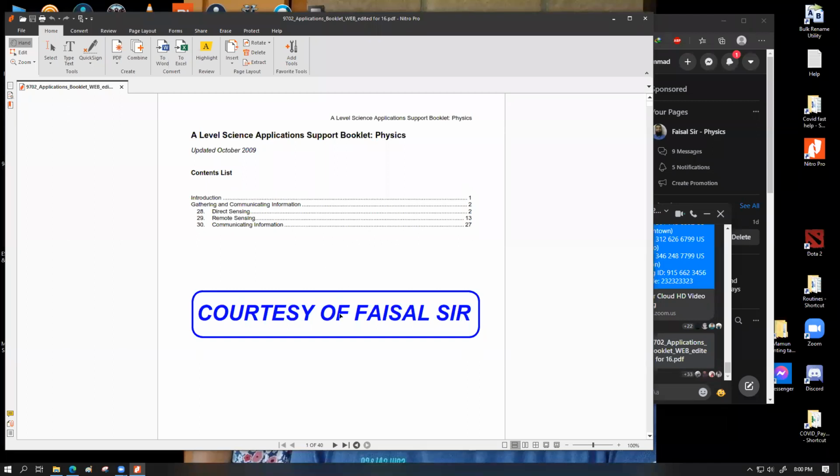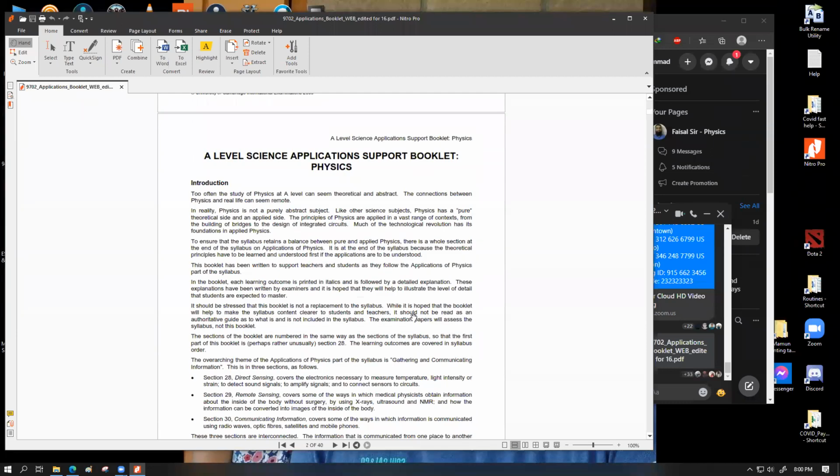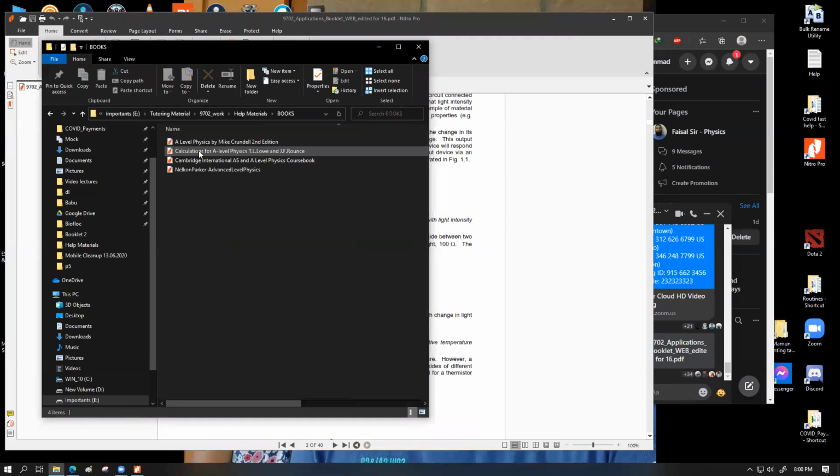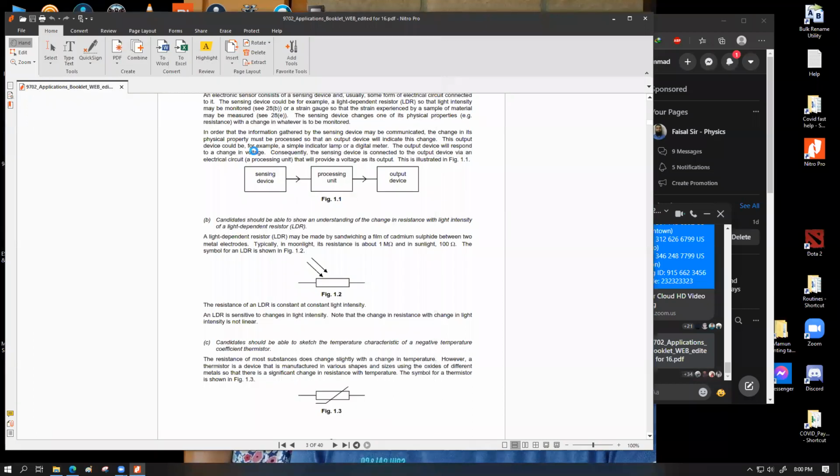This booklet was actually compiled from the earlier version of the CIE, Mike Crundell, International AS and A level physics book. So most of the information that you are going to see over here, most of the figures, are going to be quite similar to that book. I mean this one, Mike Crundell. This is the second edition.